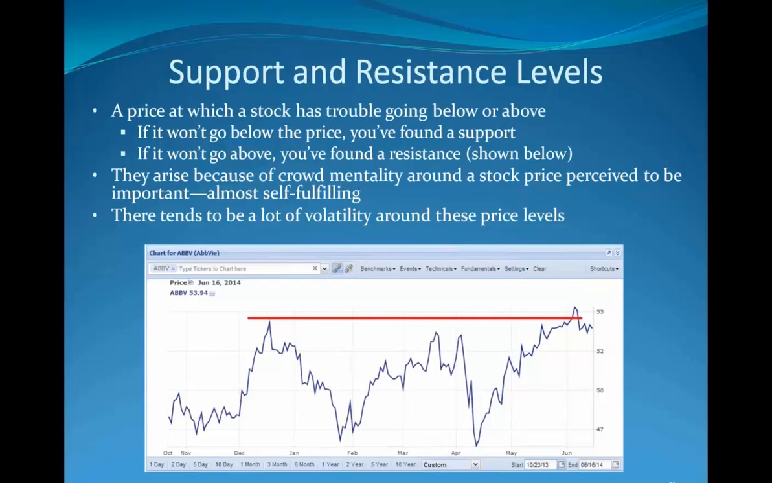And lastly, support and resistance levels. These are prices at which a stock has trouble going above and below. They come from crowd mentality around a stock price that investors think is important, and because of that, it's almost self-fulfilling. Say a stock has never gone above around 55. As it approaches that price, investors who hold the stock might get worried that it won't go above it, and so they start selling, and it becomes a self-fulfilling prophecy. As people sell, it doesn't get past 55, and it goes down. And there tends to be a lot of volatility around these price levels.